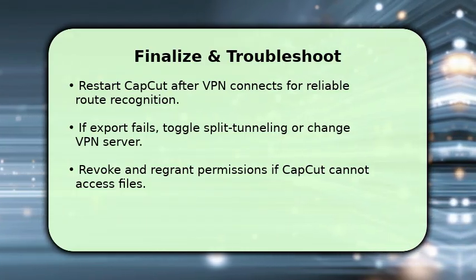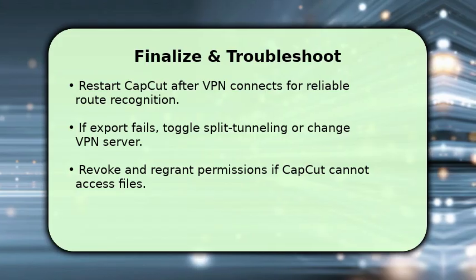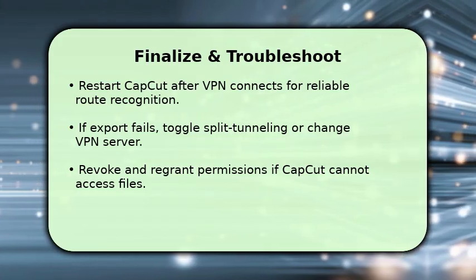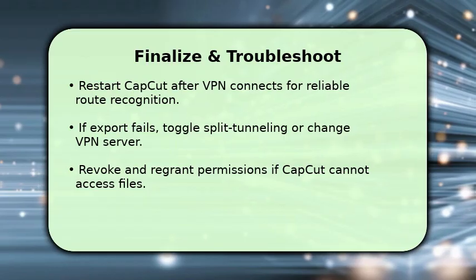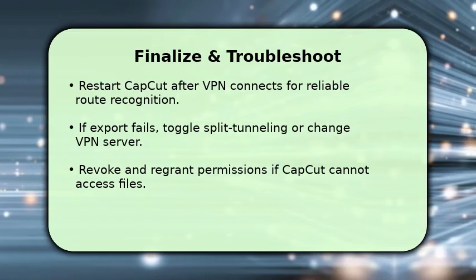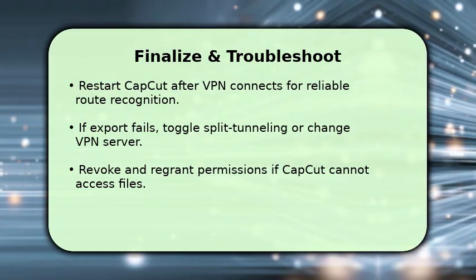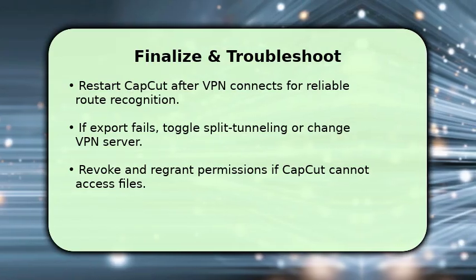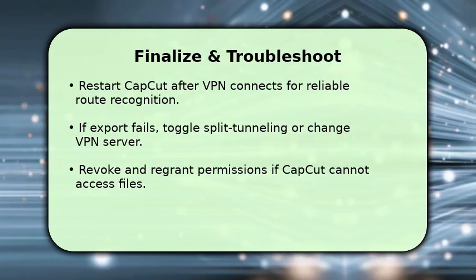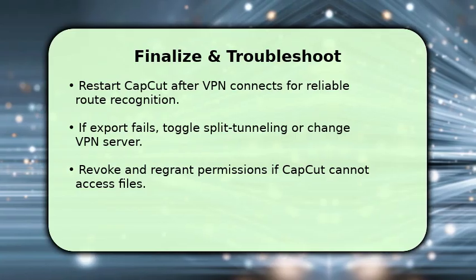Export a short test project to validate upload and export speeds. If you face issues, first toggle split tunneling or switch to a different VPN server, because many problems are routing related. As a key troubleshooting tip, revoke and regrant storage and network permissions for CapCut.